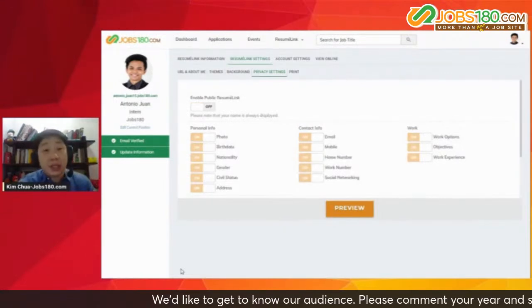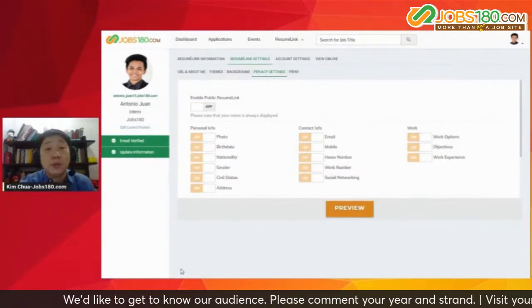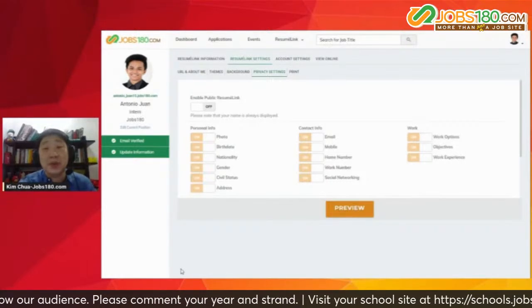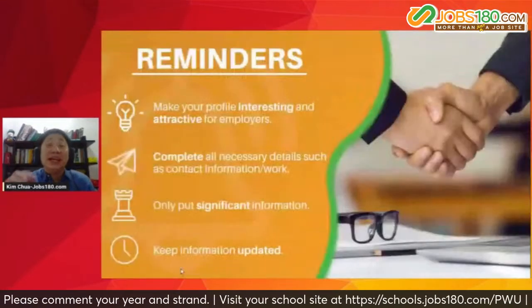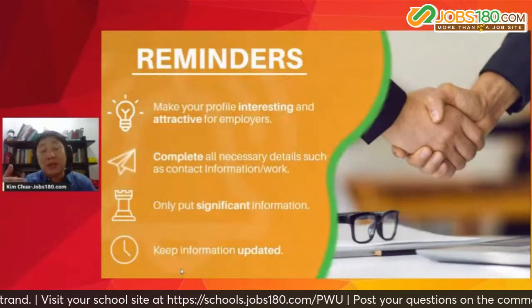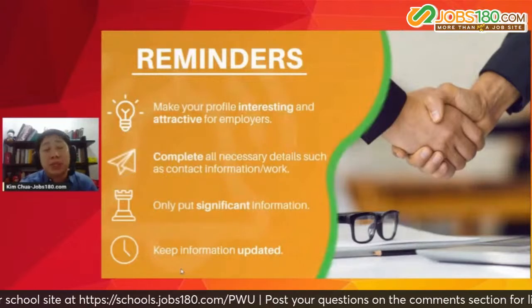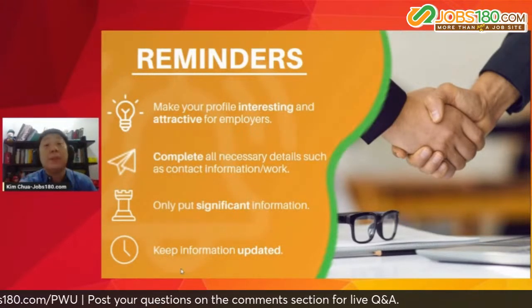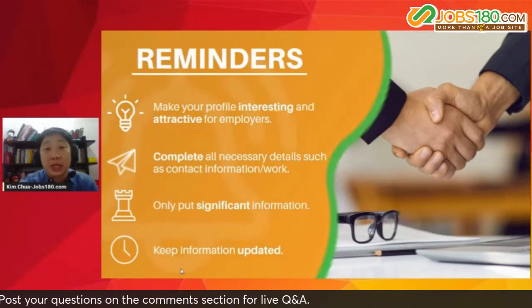If you want to turn off everything, then okay lang. You can just turn off the button. Enable public resume link, off. Wala nang lalabas sa public. Kahit na anong information. Okay? So, yan ang re-remind ko sa inyo. The second step is for you to complete the information. And in doing so, please make sure that your profile is interesting, diba? Yung information mo kompleto at updated ang details nyo para mabilis kayo makontak ng mga HR.